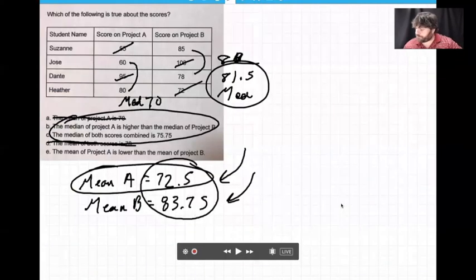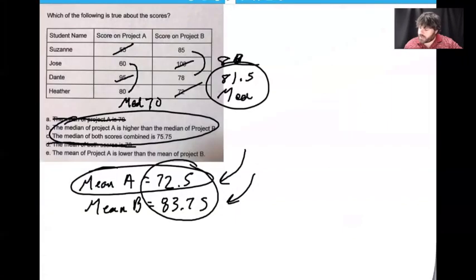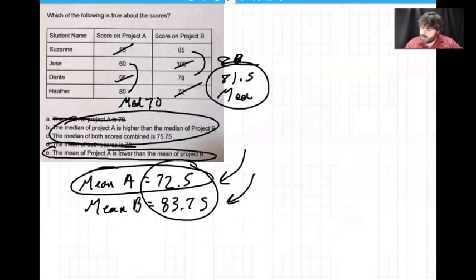Okay. Let's see, did I actually answer that question? Yes, the answer is E, the mean of project A is lower than the mean of project B.